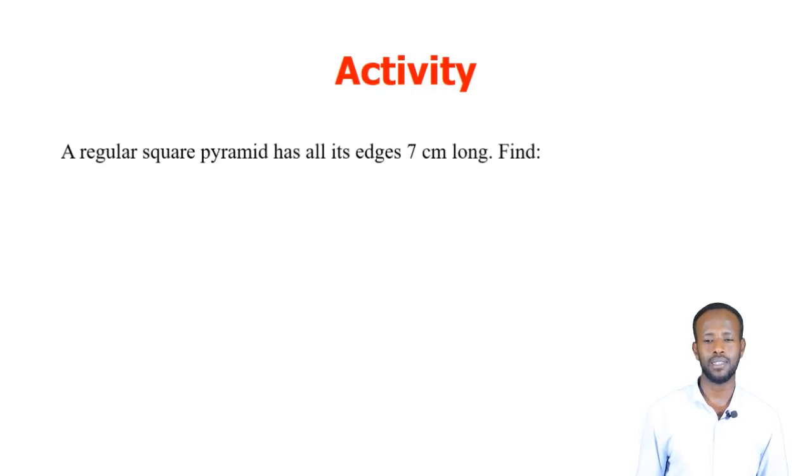Now let us see activity. This is for you. It is your turn. Try to do well, okay? Within the given time. A regular square pyramid has all its edges 7 cm long. Find its total surface area and its volume.